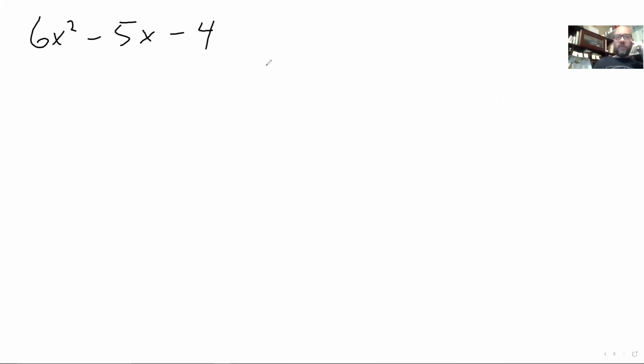So here's the thing. If I look for 2 numbers that multiply to be -4 and add up to be -5, I will not find them. There are not such numbers. However, this isn't the case that we had back here.